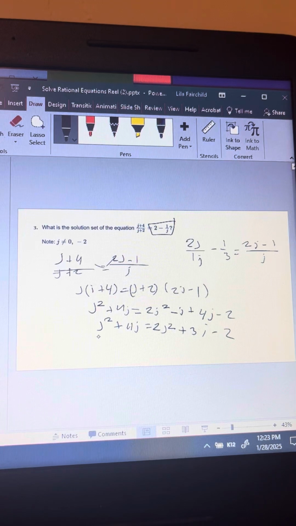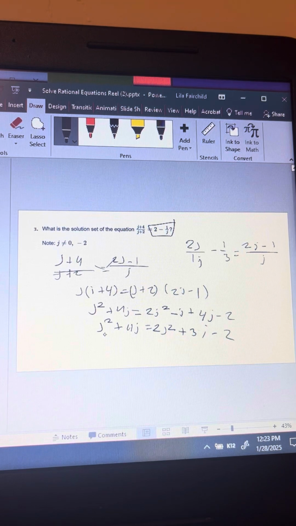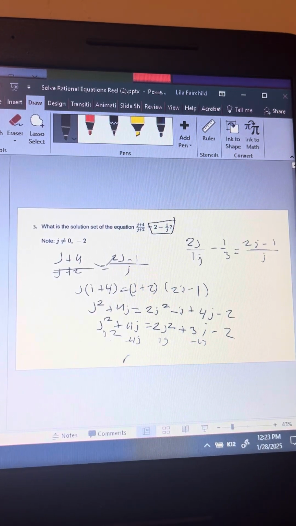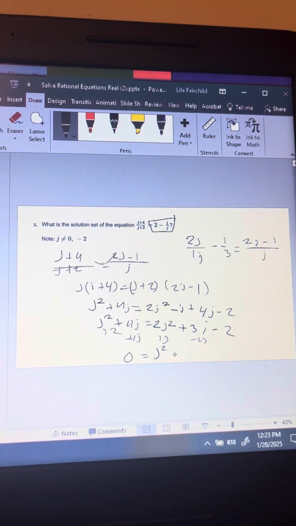And then we need to simplify, or I forget what it's called, but we're trying to get i's on one side. So you need to subtract I squared, and then subtract 4i, and then that'll give you 0 equals I squared minus I minus 2.